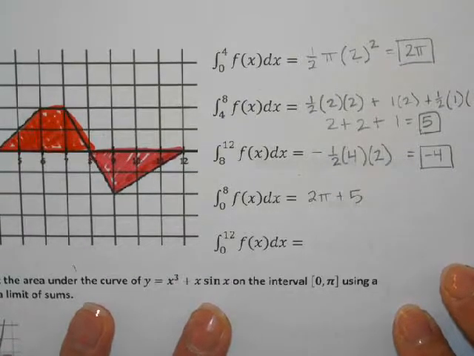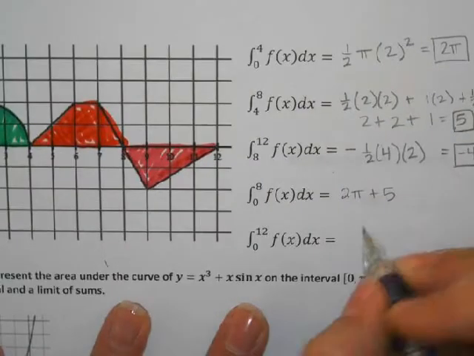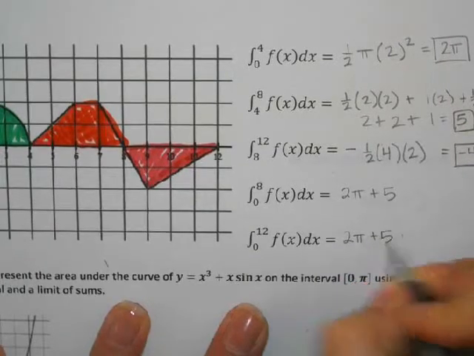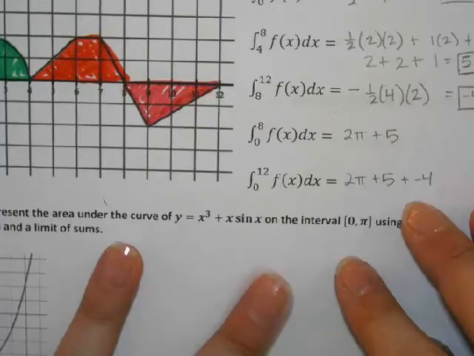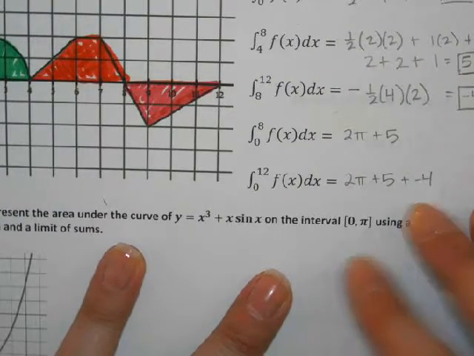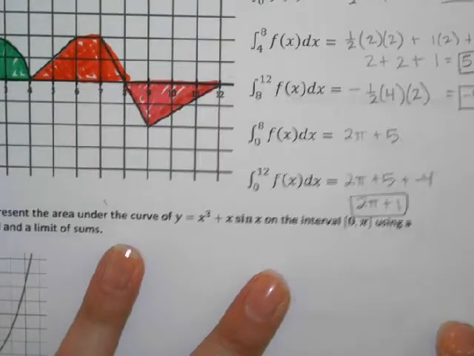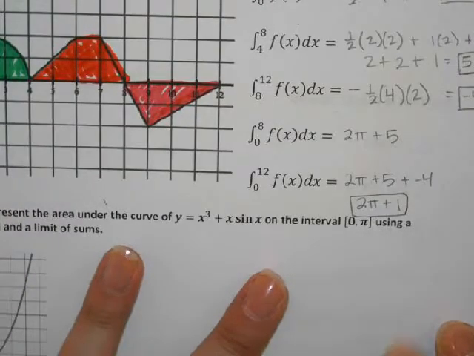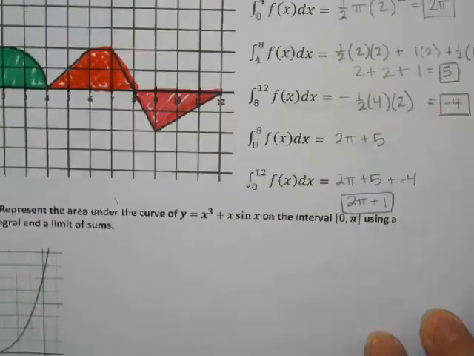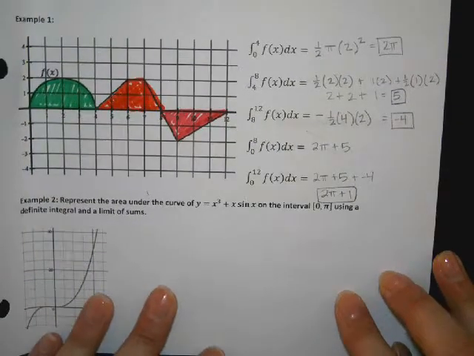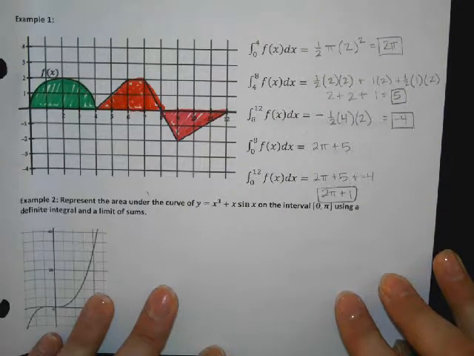Okay. What if they want the area of the whole thing? The green part, the red part, the pink part. So we're going to say 2 pi plus 5 plus negative 4. What does that give you? 2 pi plus 1. 2 pi plus 1. Okay. So anytime you're given a problem like that where they give you some shapes and you don't have a curve, finding the area under the curve literally just means finding the area of all those shapes, like adding them up.